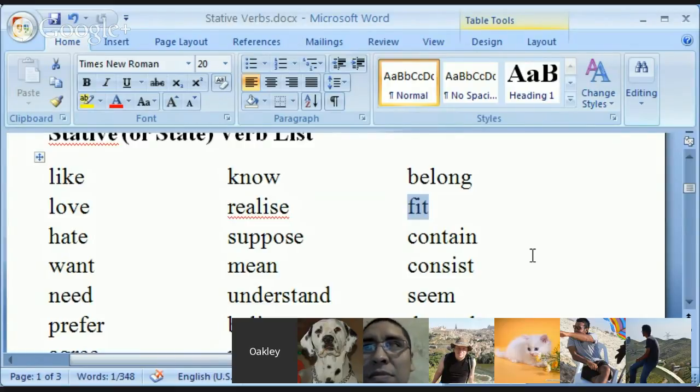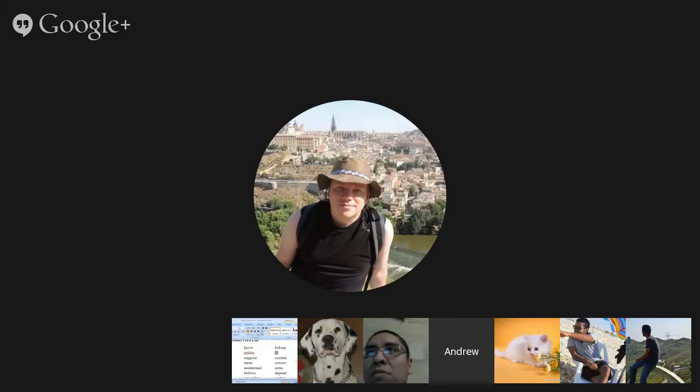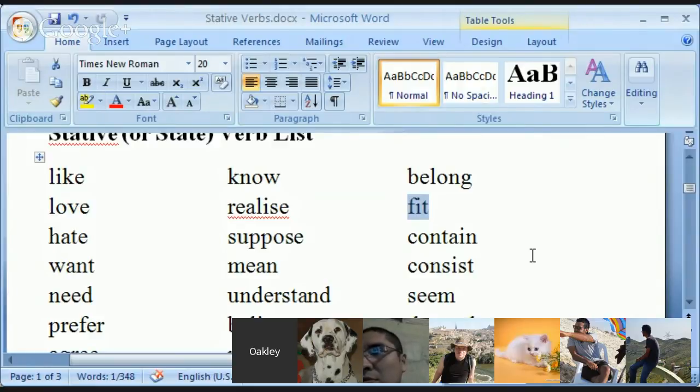I think dynamically you might probably use it more often with a negative. Darn it all. It's not fitting in the hole. For example, I'm trying to put a screw into a hole. It is not fitting into the hole. So you want to emphasize that it is not fitting. Yeah, you're emphasizing the verb. That's exactly right, and that is another very good point.